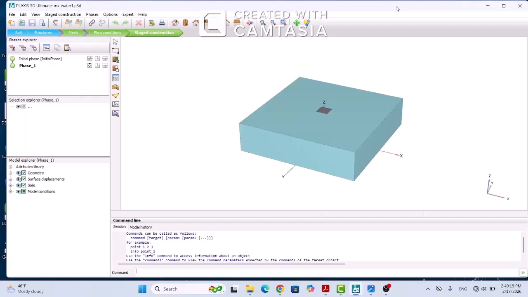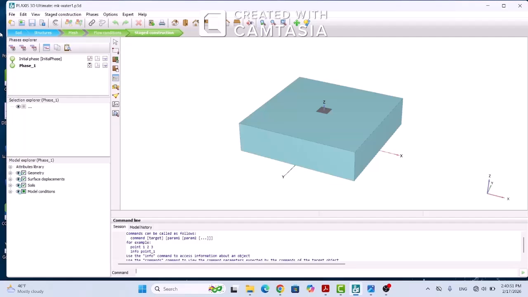But in undrained condition, we don't have volume changes. We have excess pore water pressure, and effective stress is not equal to total stress. So these three conditions must be available in undrained condition.